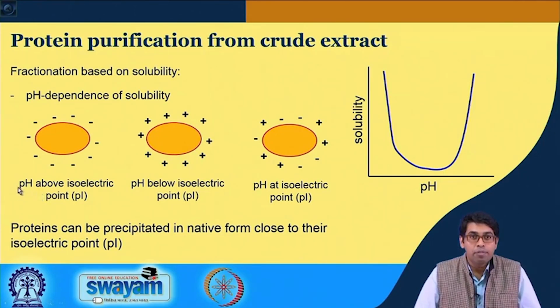So, if the pH of your buffer in which the protein is dissolved is above the pI, the net charge on the protein will be negative. If the pH is below the pI, the protein will have a net positive charge, and if the pH is very close to the isoelectric point, then the protein will have an equal distribution of positive and negative charge, resulting in an almost neutral protein.